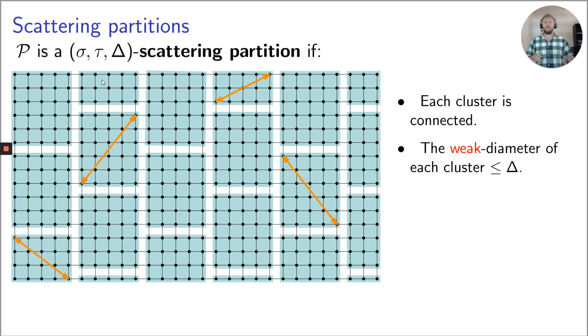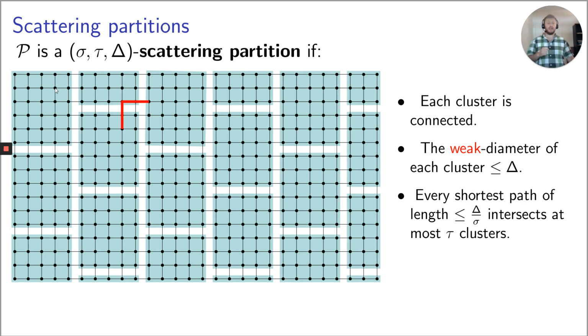Okay, so first you want this kind of strange diameter guarantee, and secondly, we want that every shortest path of length at most delta over sigma will intersect at most tau clusters. So note previously you wanted balls to intersect a small number of clusters. Now you want shortest paths to intersect a small number of clusters. And again, sigma is the padding parameter, I mean, the ratio between the diameter of the cluster and the path we care about, and tau is the number of intersections. Okay, so you can see this path here intersects 3 clusters, this as well, 2 clusters, 3 clusters, and so on.